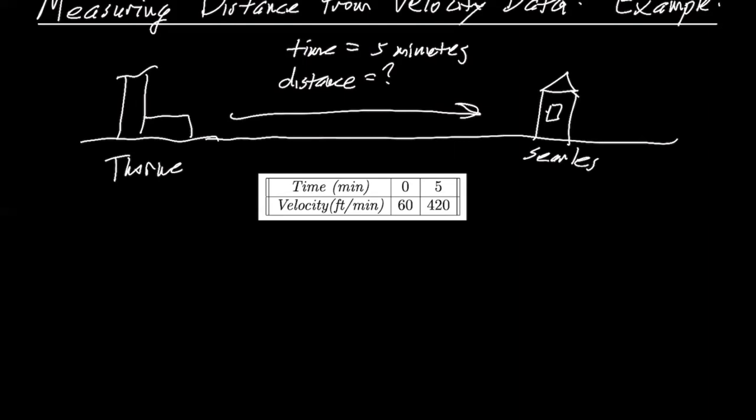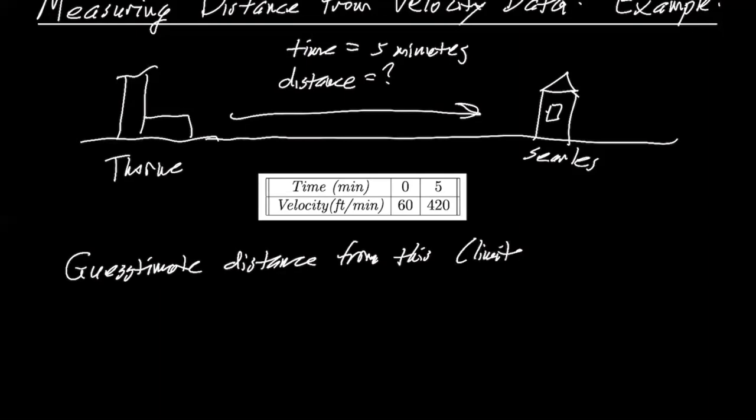So the question is, what can we do with that information? Can we get some crude estimates of the distance from this information? Some guesses. We don't have very much data, but can we guesstimate distance from this limited data? And the answer is sure. We're going to make some assumptions.